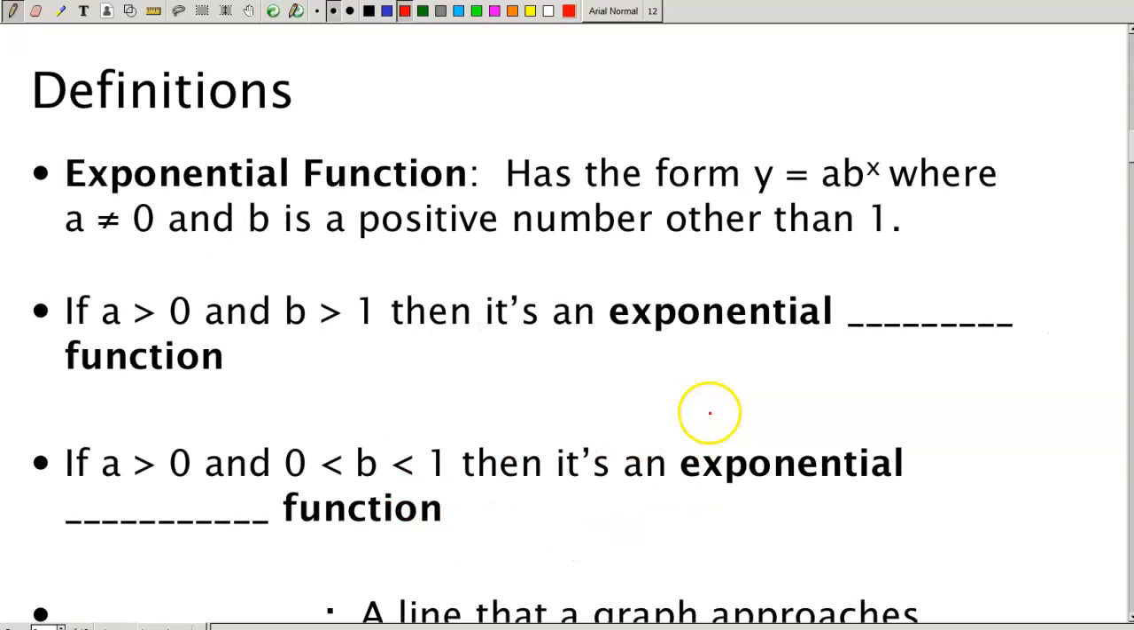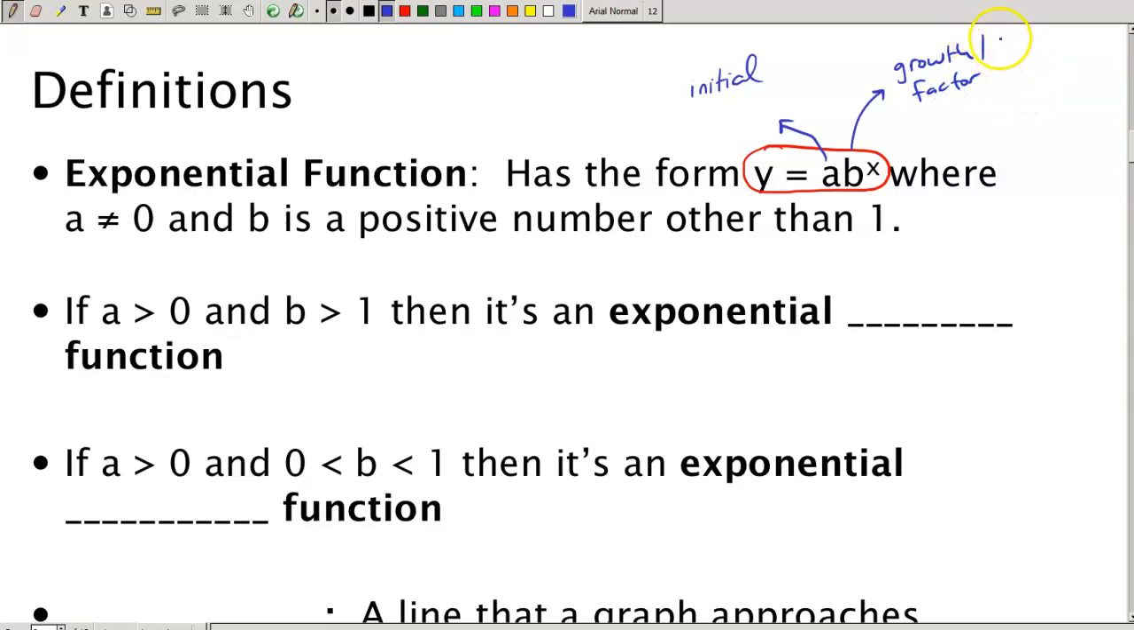Some definitions to take care of right away. The first one is that an exponential function always has this form, y equals a times b raised to the x. We'll get to these specific parts a little later, but this a value is often called the initial value. The b value is often referred to as the growth factor.